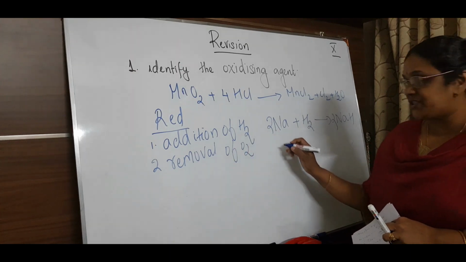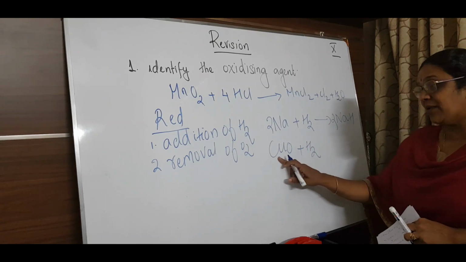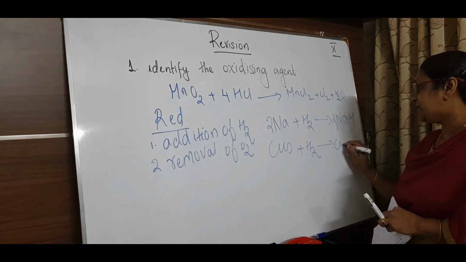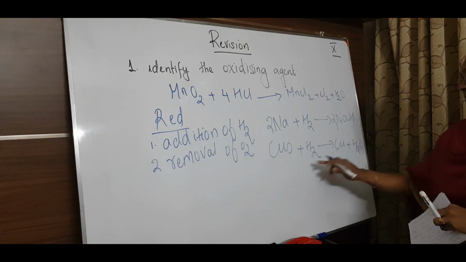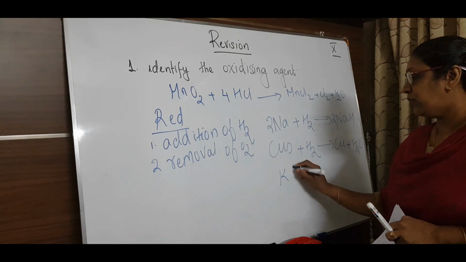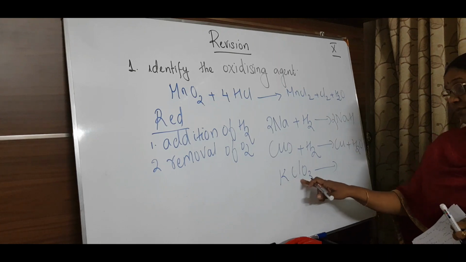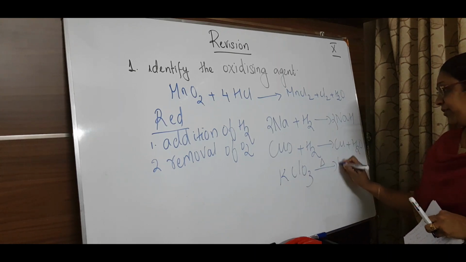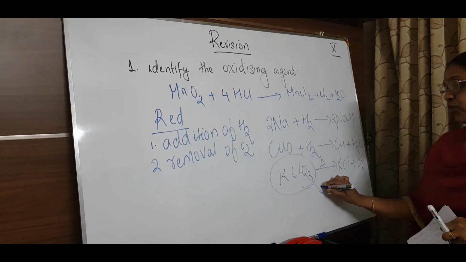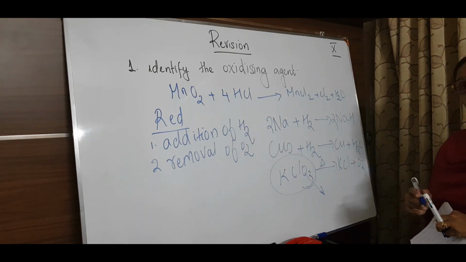Or removal of oxygen. What will I write? CuO plus H2. By removing this oxygen, you can say this is reduced. So it will form Cu plus H2O. That means here the copper oxide is reduced to copper. Or if we want only one compound, like KClO3, potassium chlorate, on thermal decomposition it will form KCl plus O2. See, in this one compound the oxygen is removed. Removal of oxygen means reduction.